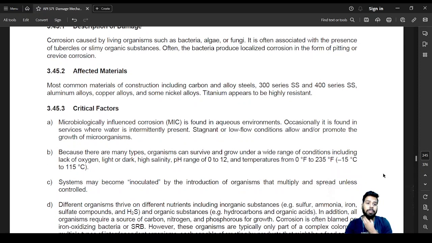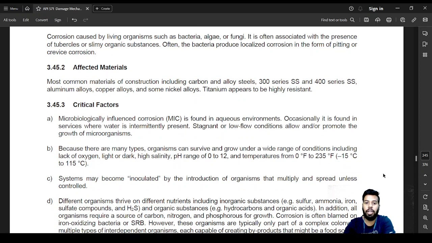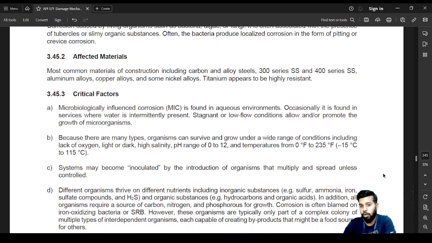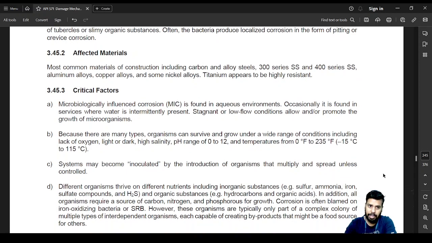Affected materials: most common materials of construction include carbon and alloy steels, 300 series SS, 400 series SS, aluminium alloys, copper alloys, some nickel alloys. Titanium generally appears to be resistant to this kind of damage.